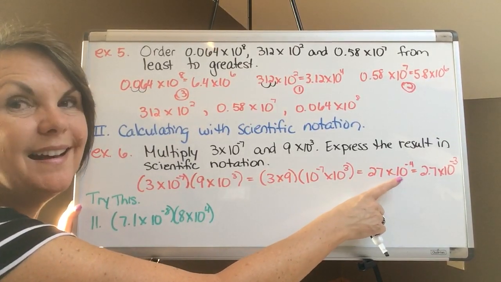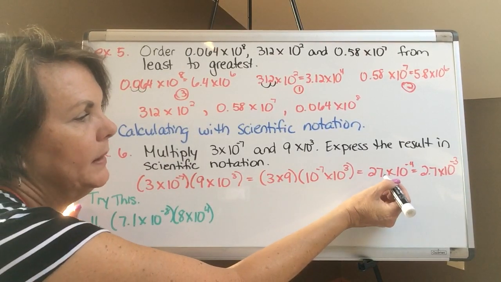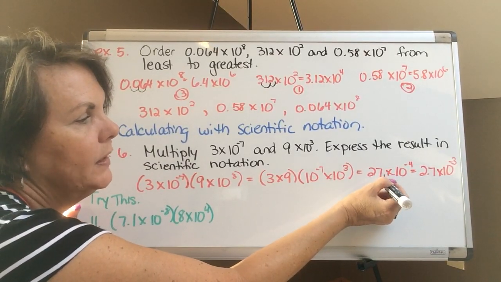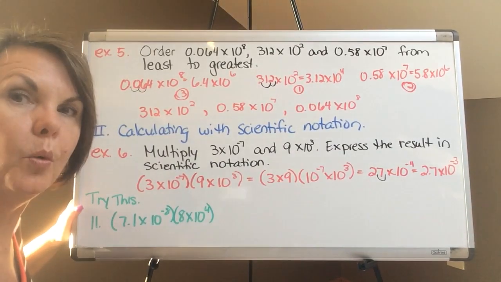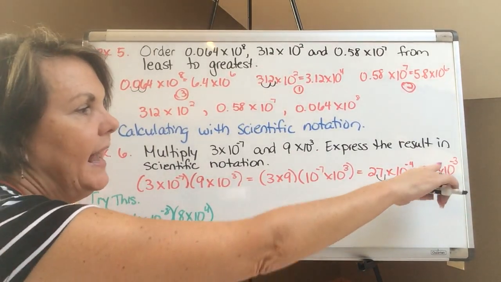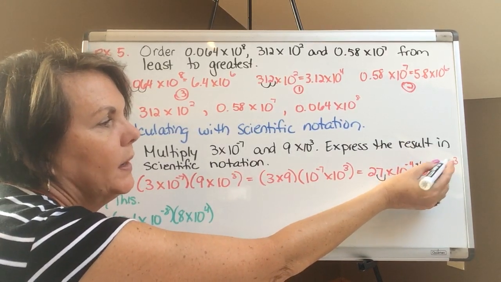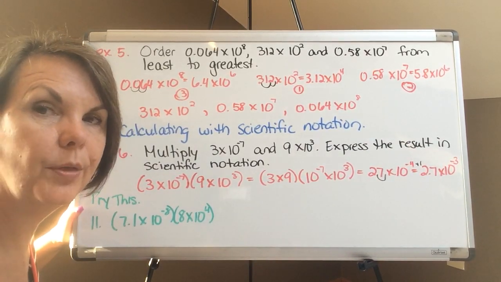This number is not in scientific notation, so we have to put it there, and that means we're going to go from 27 to 2.7. Well, what did I do? I made the number actually smaller, so I have to add to the exponent, and I moved it over 1, so negative 4 plus 1, that's where I'm getting that negative 3 from.